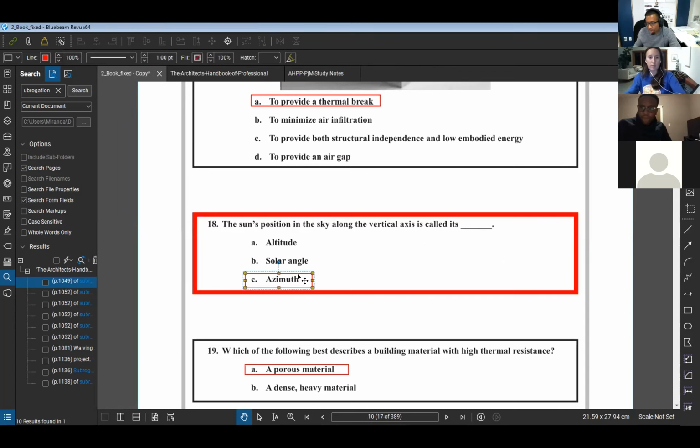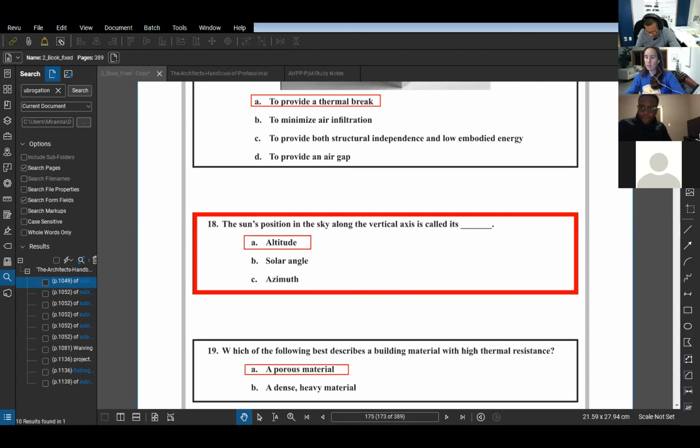But it's either B or A for sure. I wouldn't know which one to pick. Maybe it's altitude. That's right. I think it's altitude, yeah. Altitude always refers to the vertical axis. Altitude's vertical. And then horizontal is azimuth.